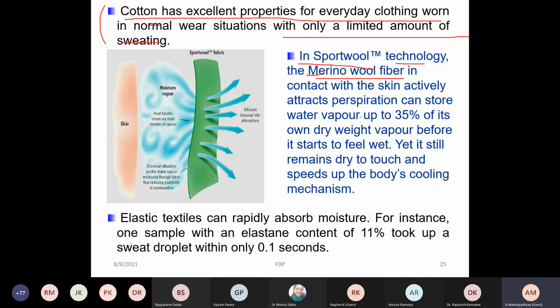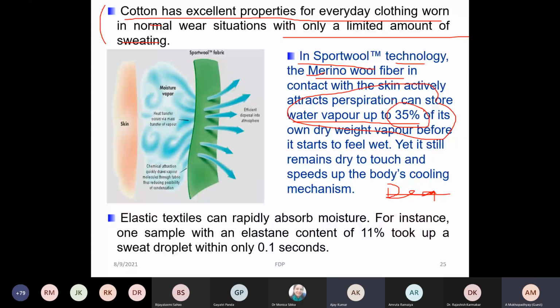Although one may think that 35% water vapor can be absorbed, the problem is that it will remain in wet condition for a long time because the desorption rate is very, very poor for wool fiber. So desorption is a very slow process. So although the moisture vapor absorption could be 35%, because desorption is very slow, the wet fabric could be next to the skin for a long time. And the movement of the body part will again be difficult if the wet fabric is next to the skin.